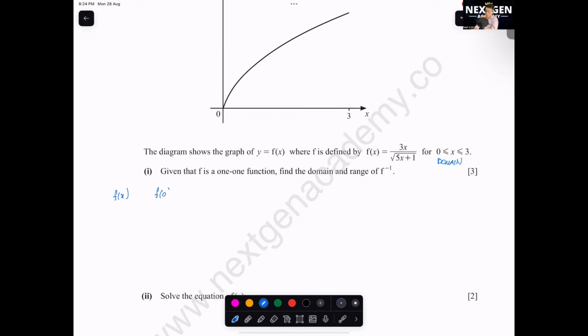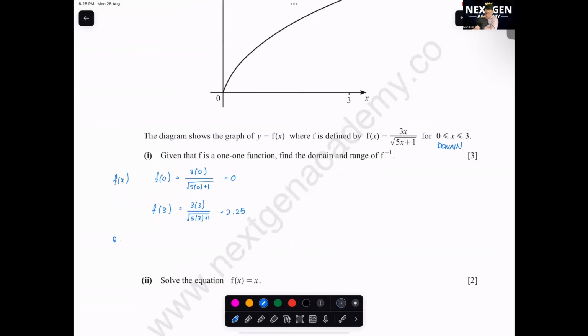f(0) equals, just sub it in, 0 over square root of 5 times 0 plus 1, which is 0. f(3), substitute this in: 3 times 3 over square root of 5 times 3 plus 1, which equals 2.25. So my range for f(x) is 0 to 2.25. So I got my domain and my range right over here.